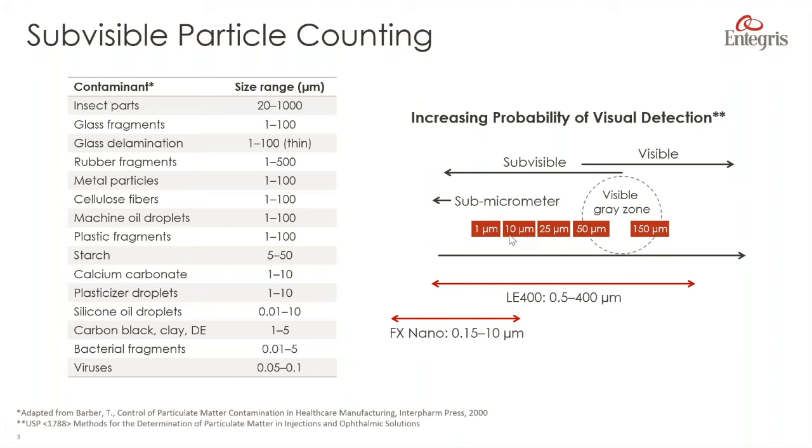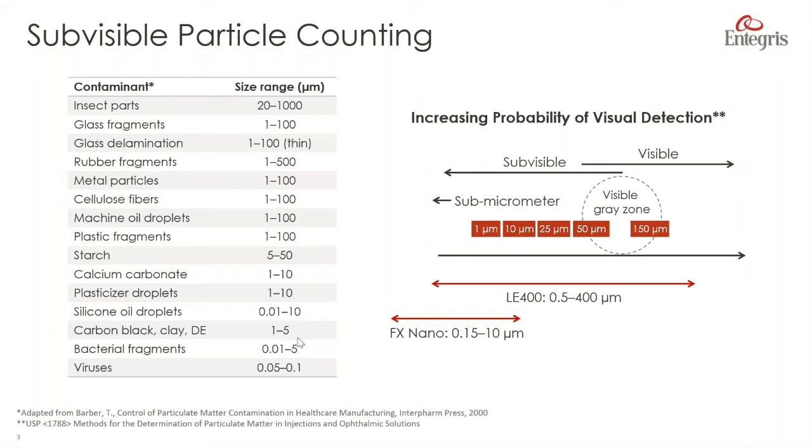The size ranges of interest for most of these tests are at 10 and 25 microns, very solidly in the subvisible region. I just pointed down here the range of the sensors we'll discuss today. For instance, the LE400 sensor measures from 0.5 to 400 microns, across a broad range from the subvisible into the visible. And then we have the FX nano sensor if we need to measure down to 150 nanometers.